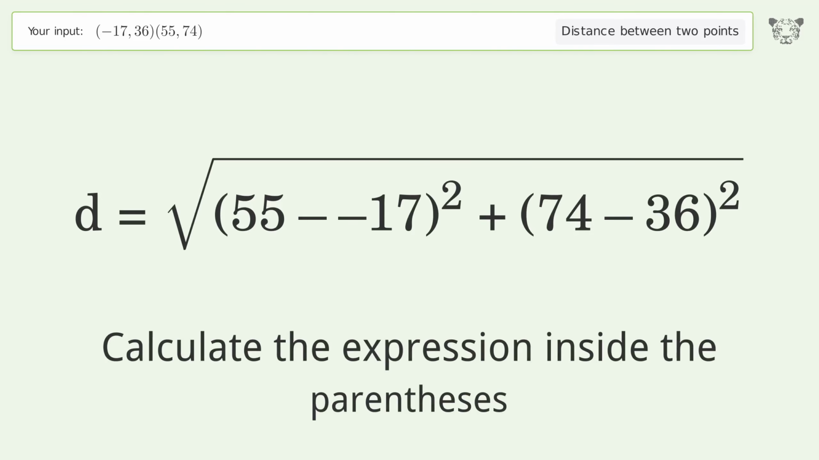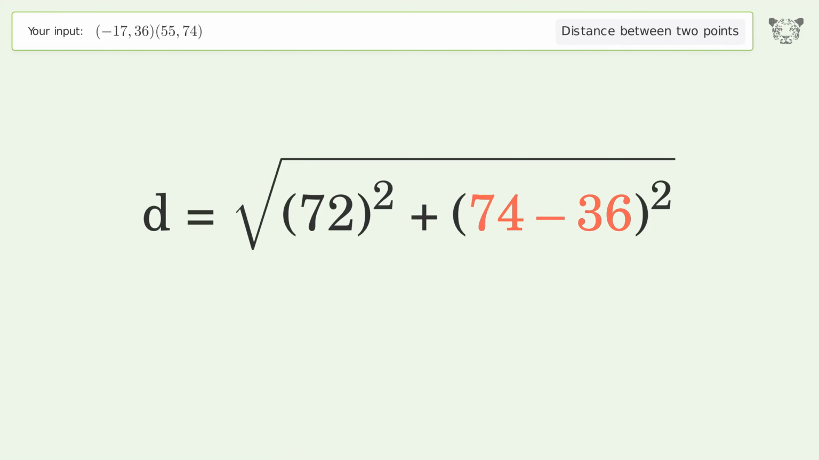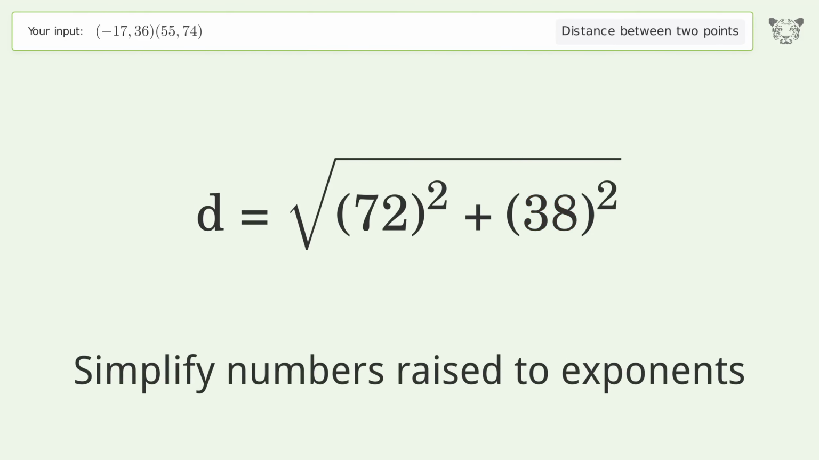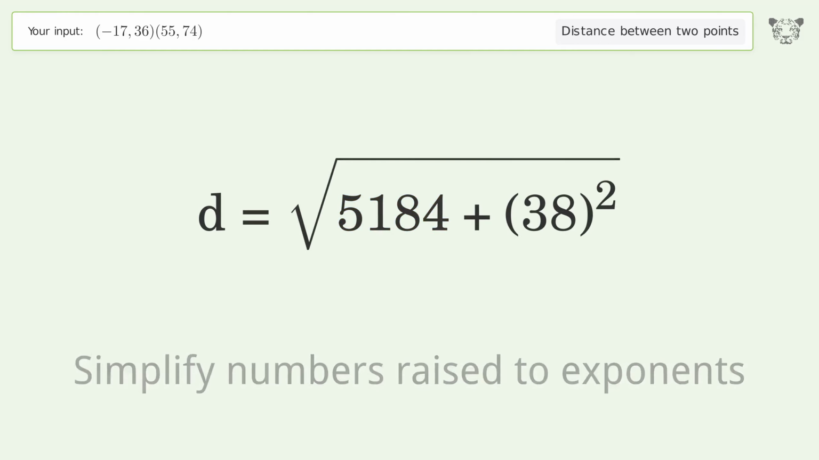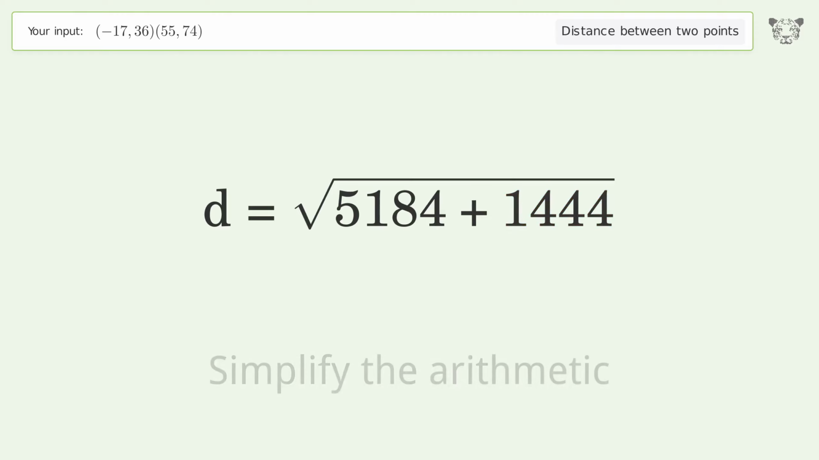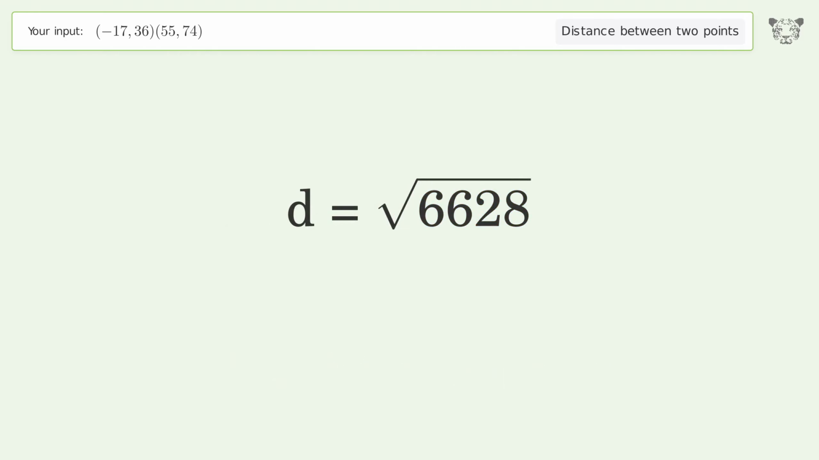Calculate the expression inside the parentheses. Simplify numbers raised to exponents. Simplify the arithmetic. And so the distance between the 2 points is the square root of 6,628, or 81.413.